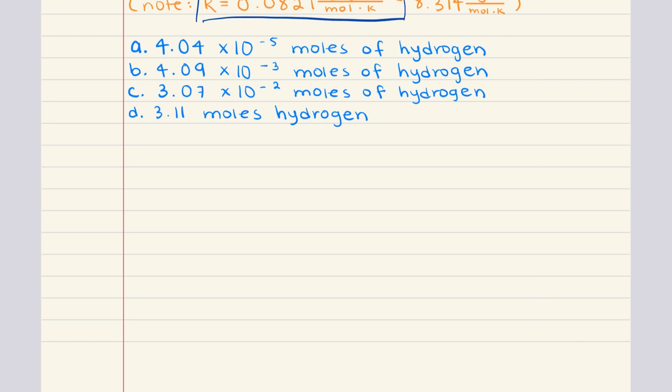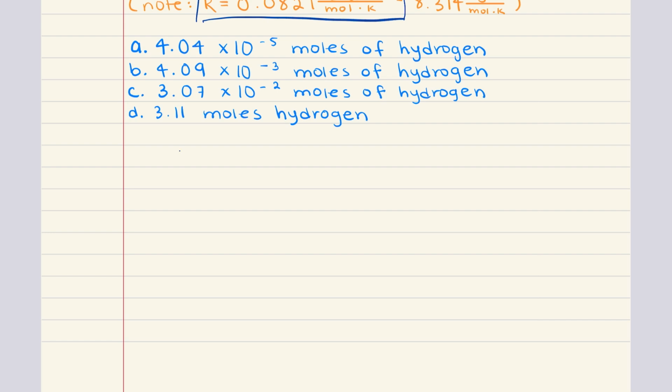When a gas is collected over water, the total pressure measured is going to be the sum of the pressure of that gas and the vapor pressure of the water. And this is because the gas collected is saturated with water vapor. Now, to find the pressure of the hydrogen gas alone, we're going to need to subtract the vapor pressure of the water from the total pressure.